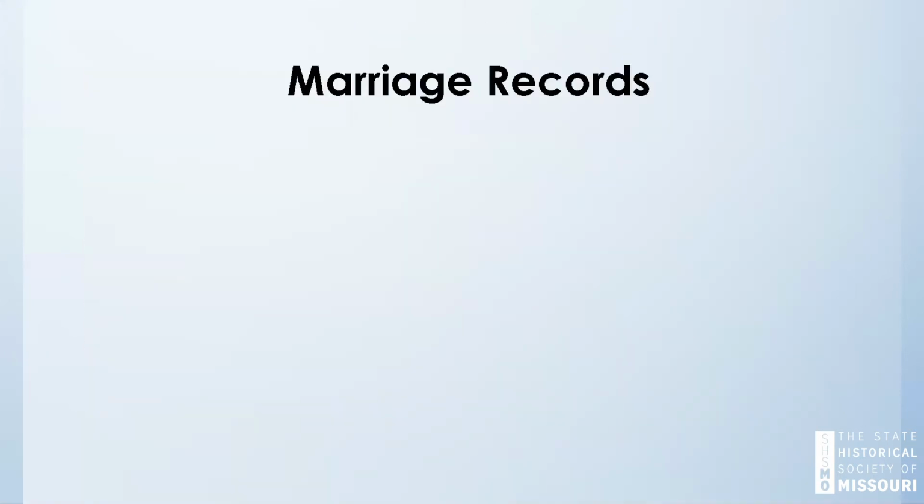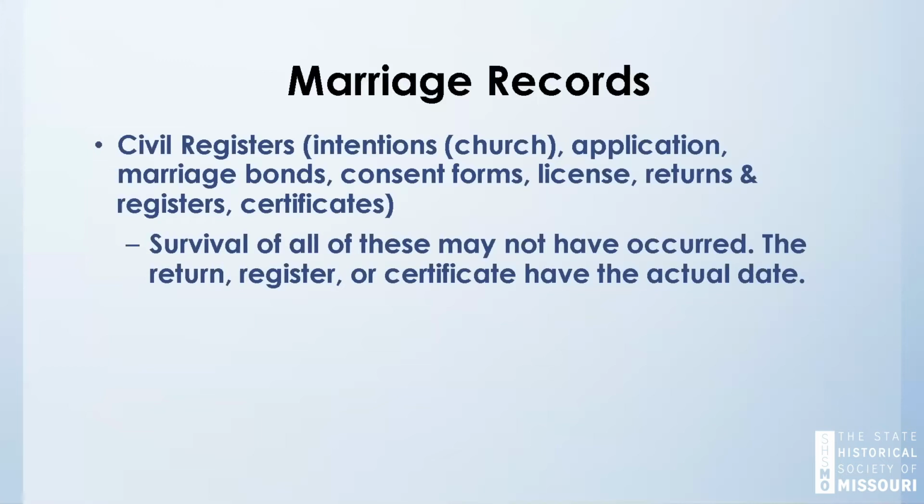Right, next we'll talk a little bit about marriage records. First of all, there are civil registers. Some examples are intentions to marry, which actually are church records, applications in some jurisdictions, marriage bonds, consent forms, licenses, returns and registers, and certificates, depending on the laws and the jurisdiction. And depending on the jurisdiction, you may have a whole process that generates up to 3 different documents before someone got married.